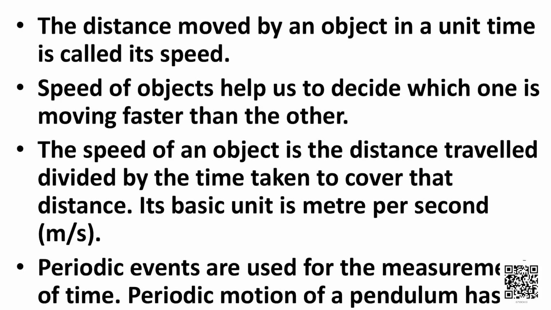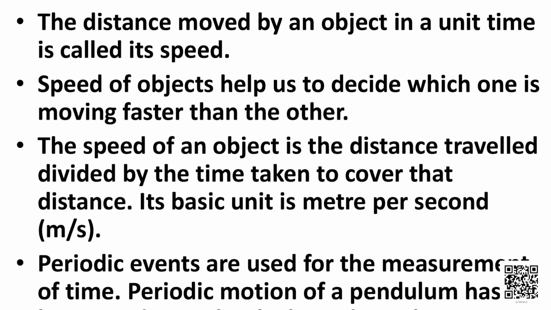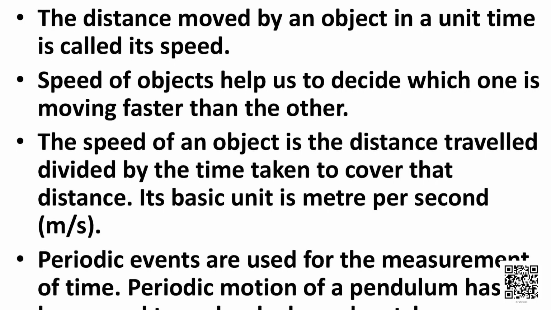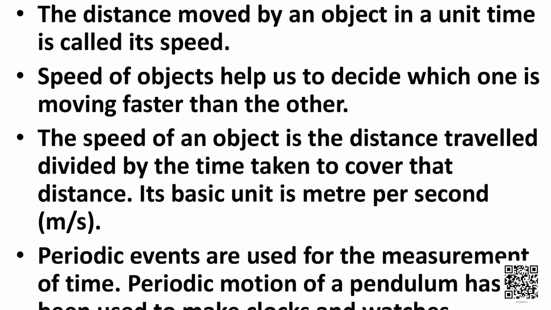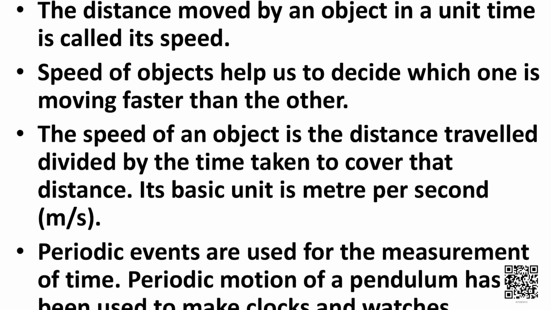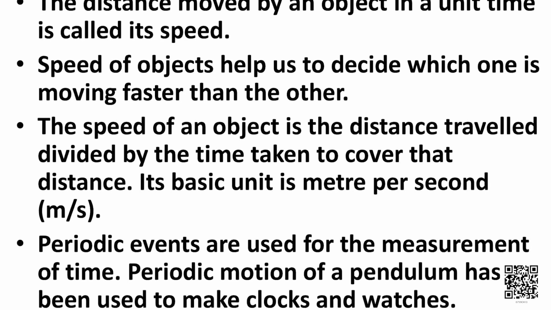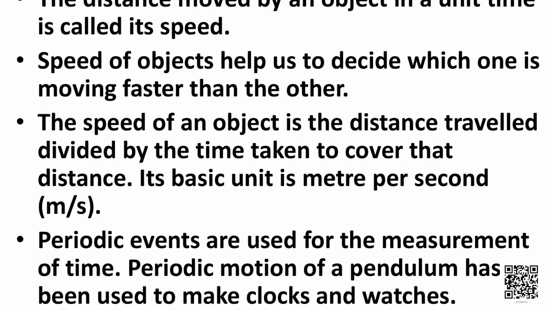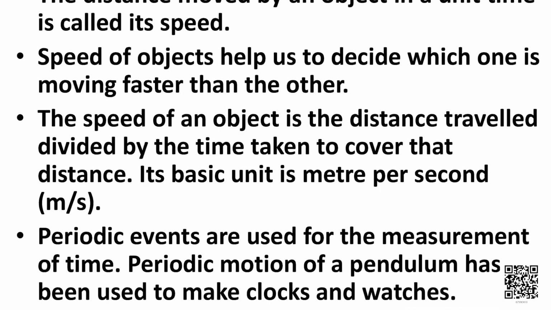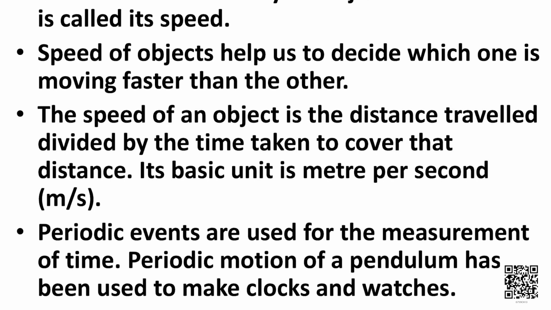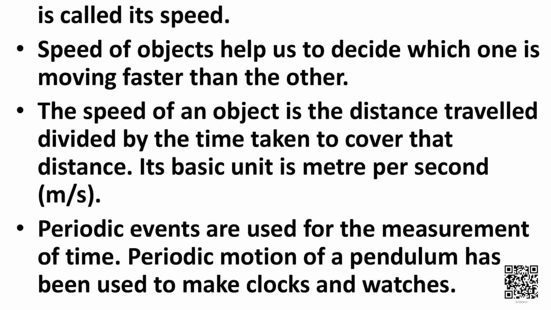In this chapter, we have learned a lot of things. We got to learn that the distance moved by an object in a unit time is called its speed. Also, we learned that speed of objects helps us to decide which one is moving faster than the other. Also, we got to know that the speed of an object is the distance travelled divided by the time taken to cover that distance, and its basic unit is meter per second. Also, periodic events are used for measurement of time, and periodic motion of pendulum has been used to make clocks and watches. So students, now it's time for the exercise part.